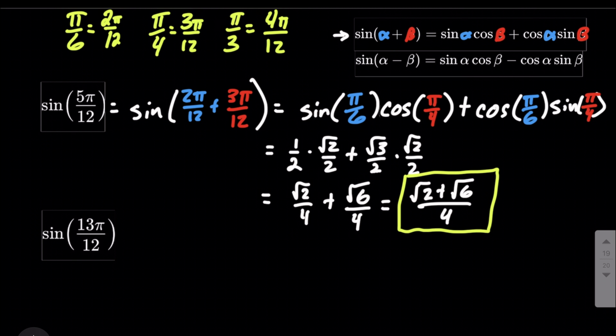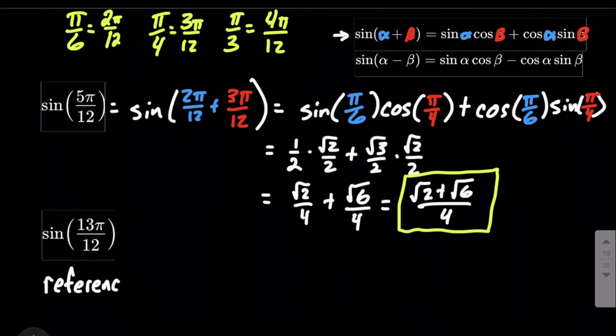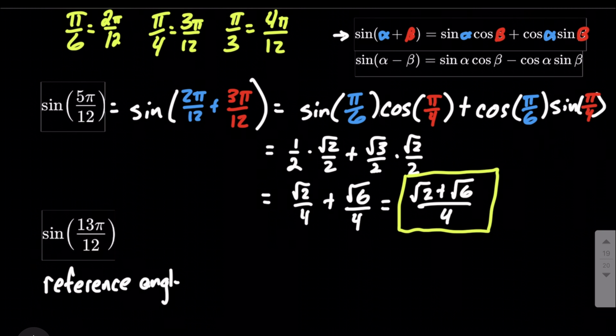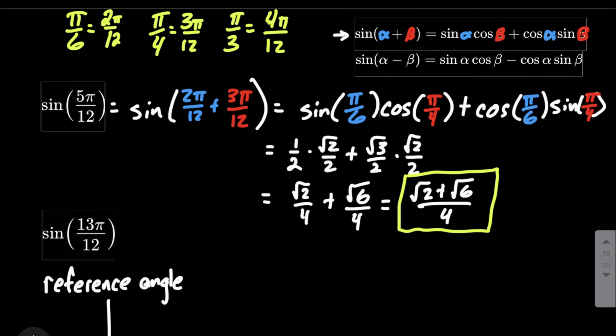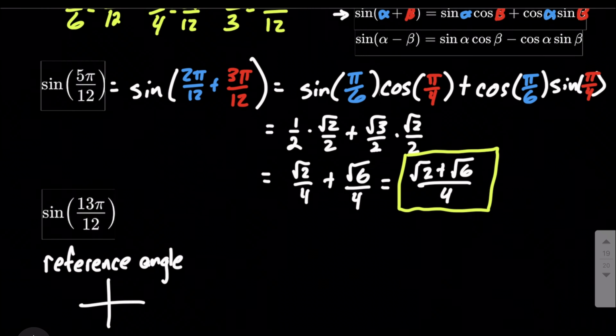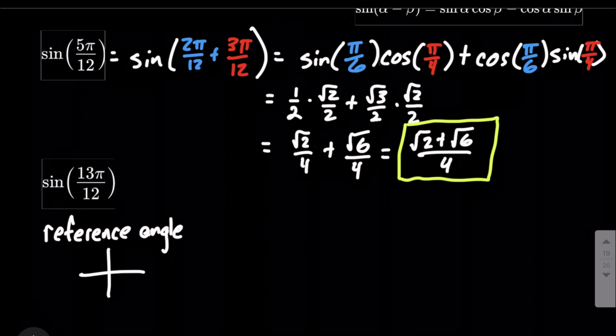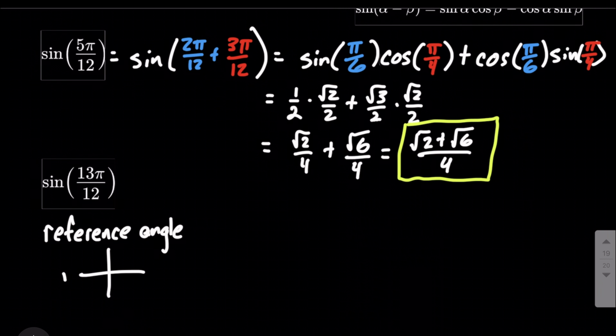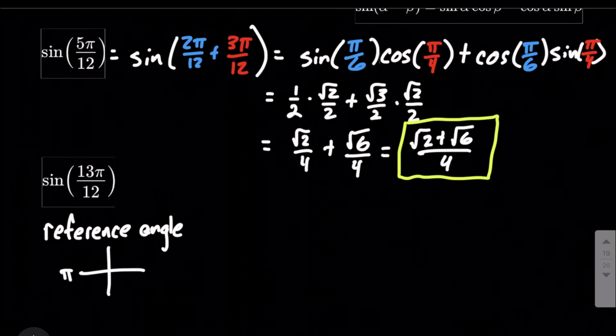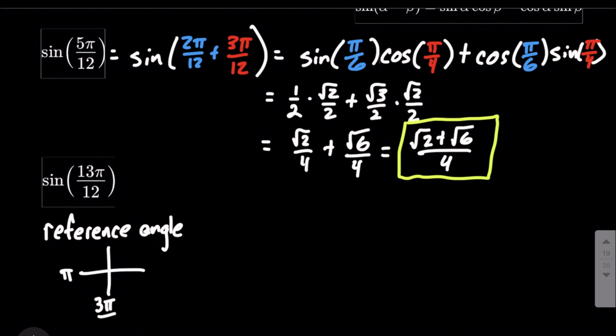So what I'm going to suggest is let's find a reference angle that we can replace 13 pi over 12 with. So first, what I'm going to go ahead and do is think about where is 13 pi over 12? Which quadrant is it in? Well, I know pi, 1 pi is here, and 1.5 pi, 3 pi over 12, or 3 pi over 2.